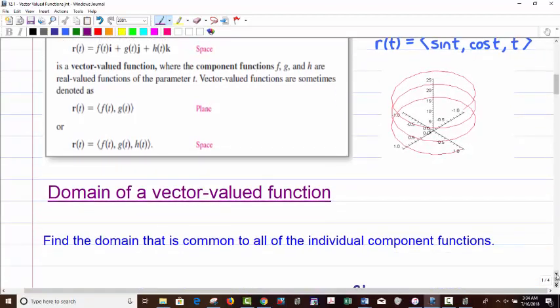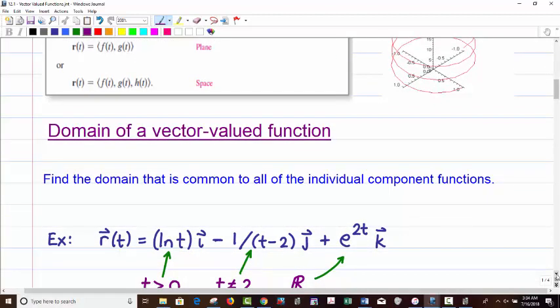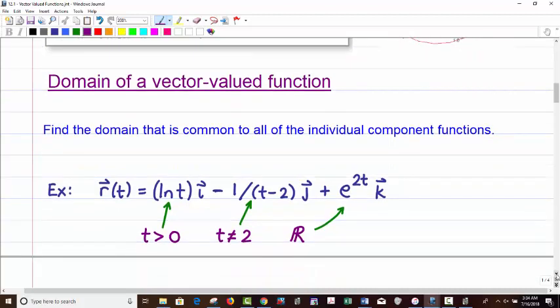Let's see. Now, with vector valued functions, we have to be careful and see if there are any domain issues. To find the domain of a vector valued function, it has to be the values of t, which is what the domain is for, that would be common to all component functions. So in other words, if any one value doesn't satisfy one part of the component function, then it can't be used anywhere. So we're looking for the usual stuff. Divide by 0 is no good. Negative under a radical.